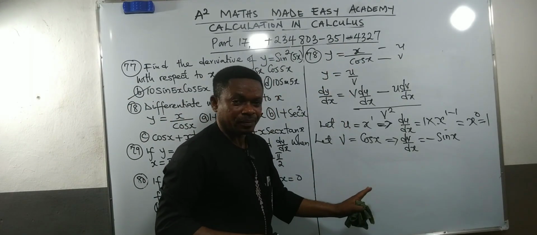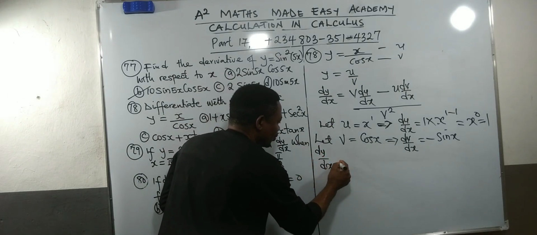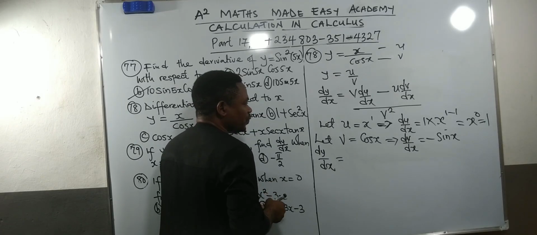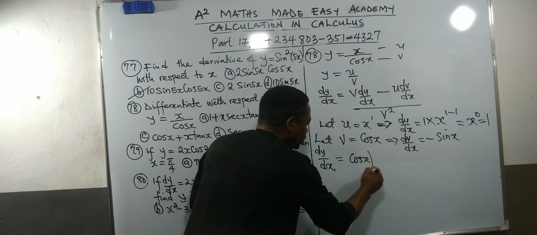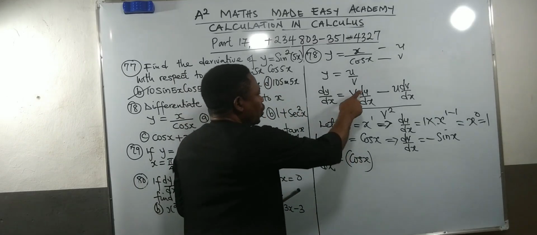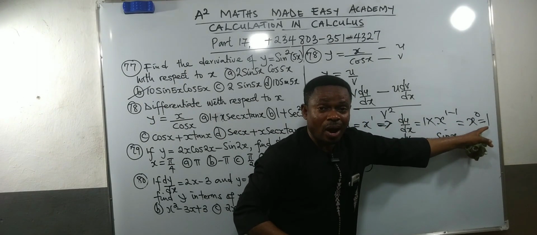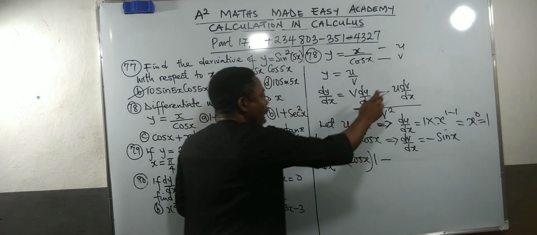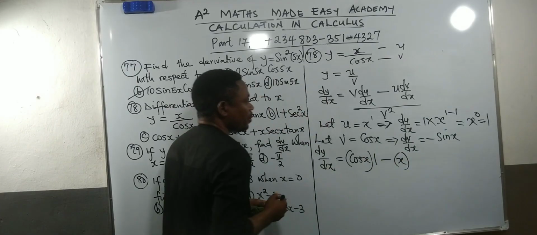This is theory. Then if I continue, I will now say dy all over dx equals, the first thing we are seeing is v. What is v? V is cos x. Don't forget, I'll put cos x, close the bracket. Followed by du/dx. This is du/dx. What is the value? 1. I will now put 1. Then introduce minus, and move to u. What is u? U is x. Don't forget, close the bracket.